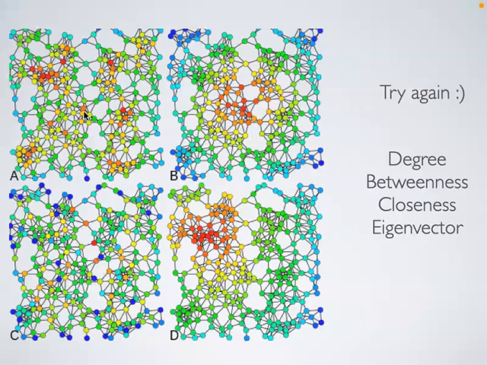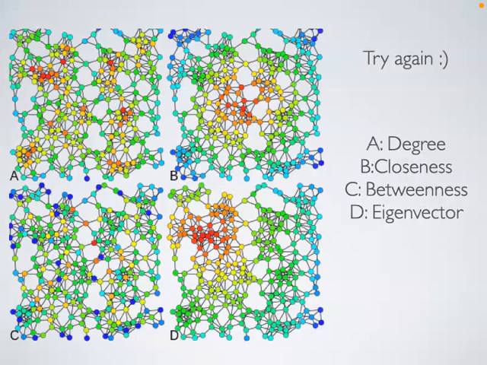And so we are left with these two. Yeah. This is probably eigenvector. Yeah, so we see with this rich club, and we are left with A, which is the degree, with just the color corresponding to the number of connections. So you don't see it very well, but yeah, degree, closeness, betweenness, eigenvector.